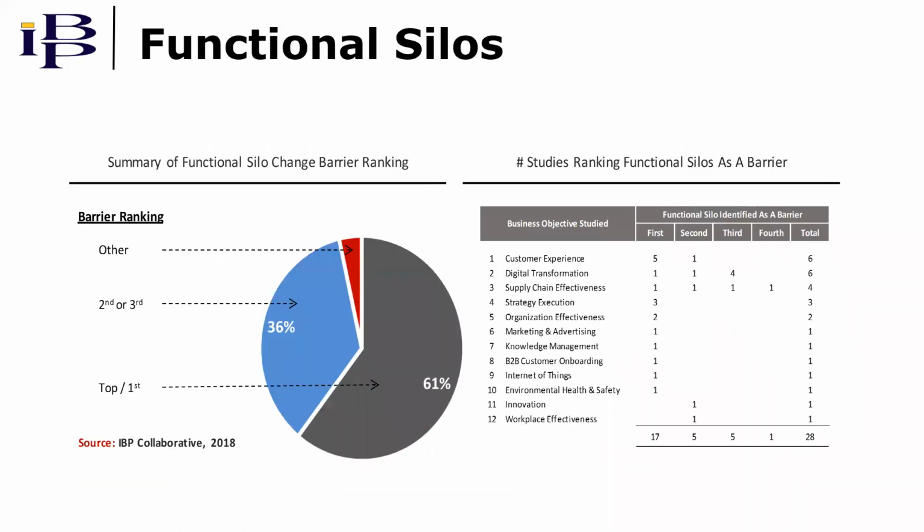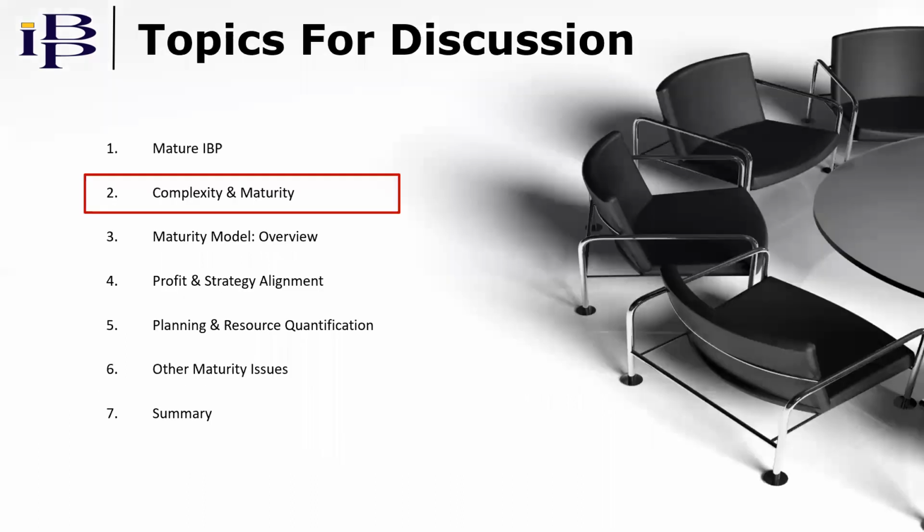And lastly, there should be no functional silos. One of the reasons why I say this is that if you're really going to have an integrated planning process that's supposed to be strategic, it had better address the number one reason why companies don't execute strategy, and that's functional silos. So we looked at 28 different research studies, and you can see the focus of each research study on the right-hand side of the screen. But the vast majority of them had functional silos rated as number one or number two as their major barrier to executing strategy. So in a mature IBP process, this should not be the issue. And one of the things we're going to talk about is how you do that.